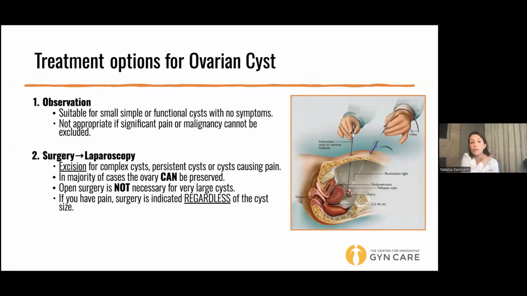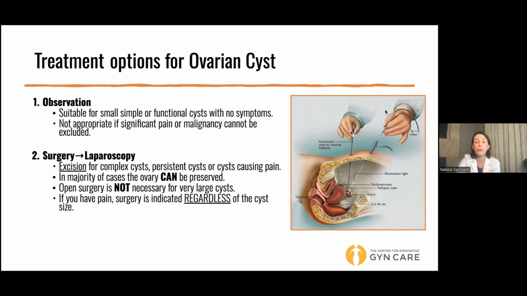Is it going to be highly functional? Big question mark, right? If you have only 10% of the ovary remaining, is it worth saving that ovary? Probably not. Open surgery is not necessary for very large cysts. There's a technique that can be used to address a very large cyst without making a big incision. If you have pain, surgery is indicated regardless of the cyst size, right? Because the cyst may be just an incidental finding and there might be something else going on, all right?